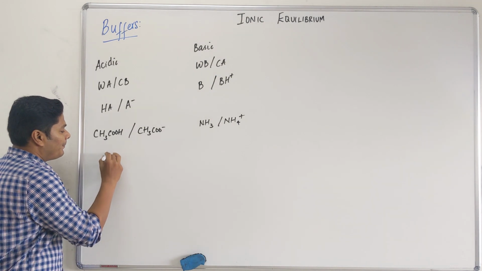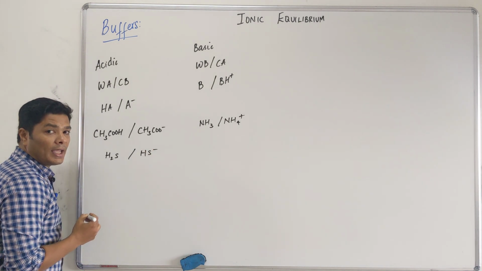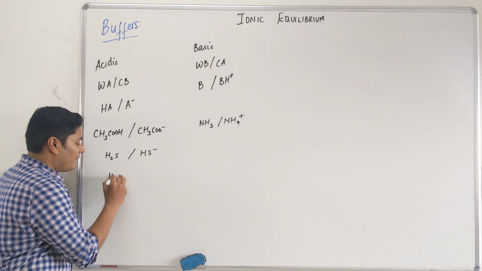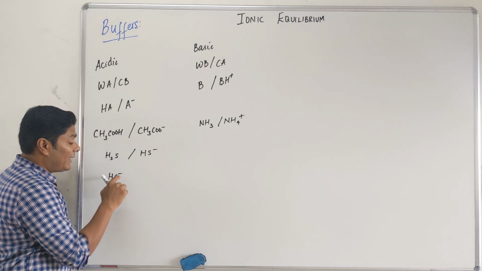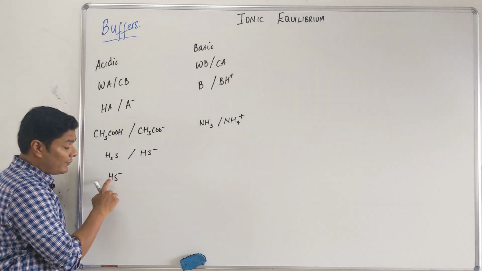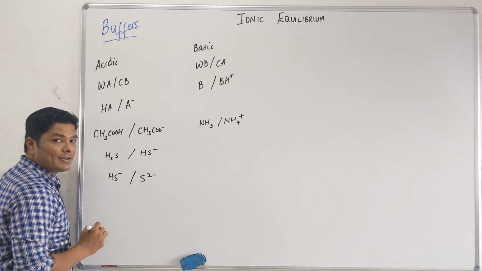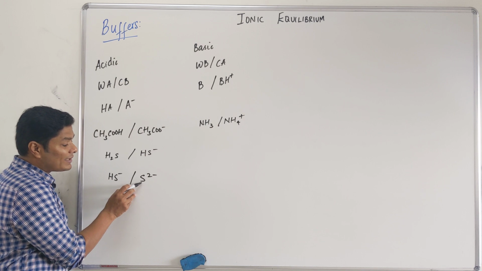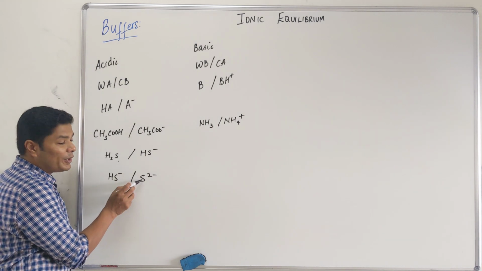H2S will be HS minus. I can go one more step and say HS minus is a conjugate base of H2S, but HS minus can still be an acid by itself. Another hydrogen can be lost, so the conjugate base of that is S2 minus. H2S and S2 minus are not conjugates. They have to differ only by one H plus. They differ by 2 H plus.